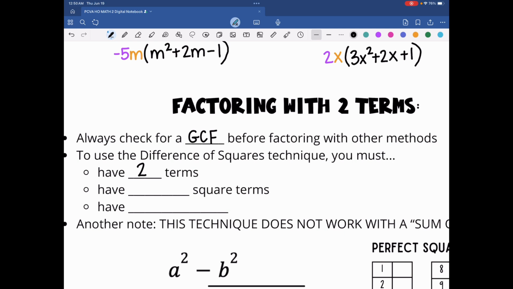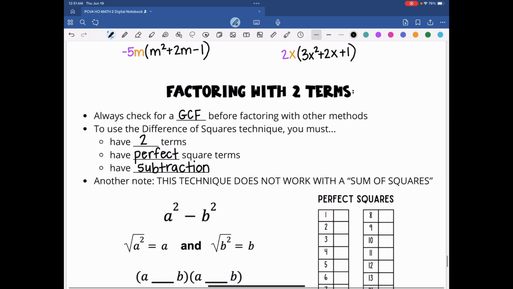I have to have perfect squares. So perfect squares are those numbers where 1 squared is 1, 2 squared is 4, 3 squared is 9, 4 squared is 16, and so forth. And we'll go over a few of those in a minute. And the last thing is that it's called difference of squares because it has to be subtraction. So it can only be 2 terms, it has to have perfect squares, and it has to be subtraction, which is why it's called difference of squares.